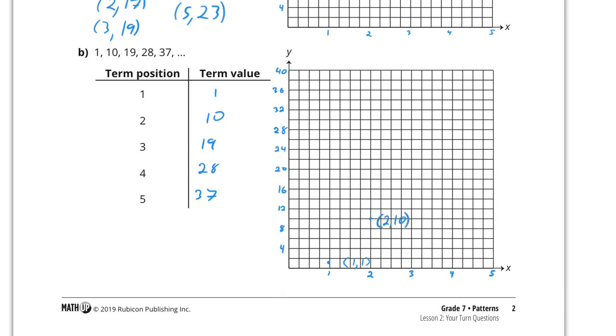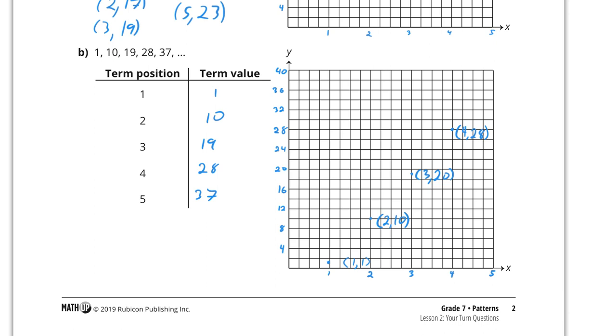At 3, we have 19. So I look up. It's right before 20, right there. And I label it 3, 19. Next, at 4, we have 28. So I look across. Here's where it gets tricky. Don't get lost. We have just 28. It should be right on a line. 28 is right there. I look across here to see at 4, 28. And I label it 4, 28.